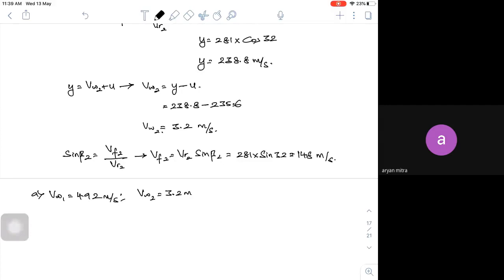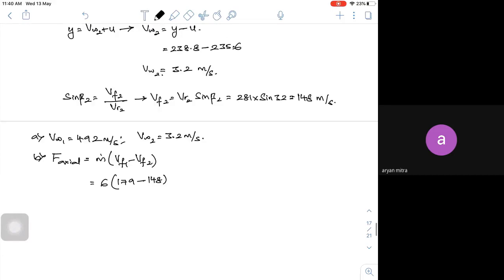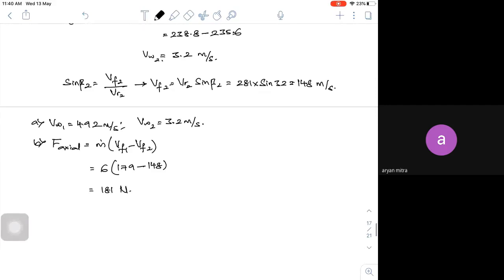They are supposed to find the axial force. See, the axial force comes in your flow direction. That is mass flow rate into Vf1 minus Vf2. The mass flow rate they have given as 6. So 6 into Vf1, which is 179, minus Vf2, which is 148. If I do that, I am getting my axial force as 180.96 newtons, so 181 newtons. I can round it off.